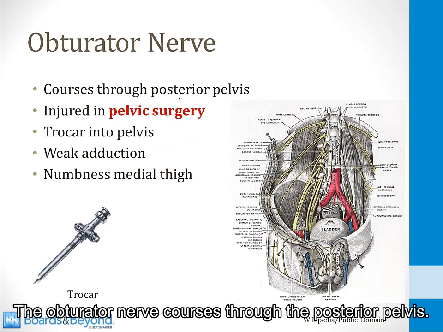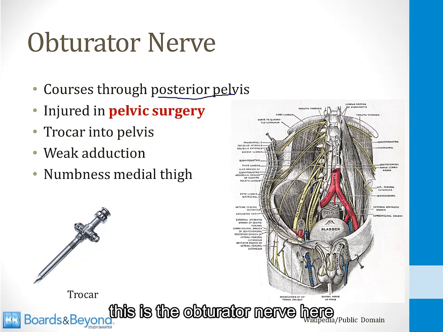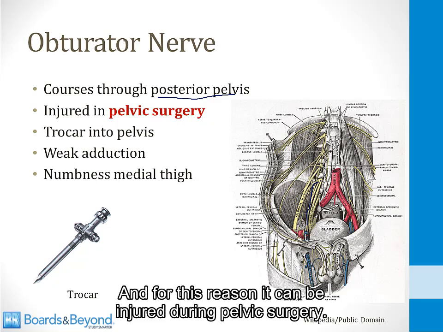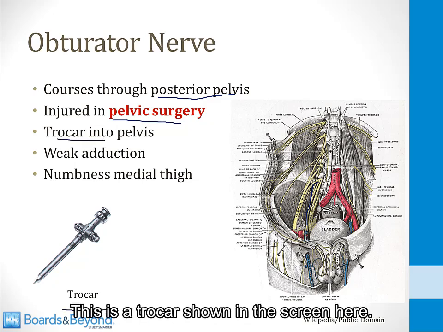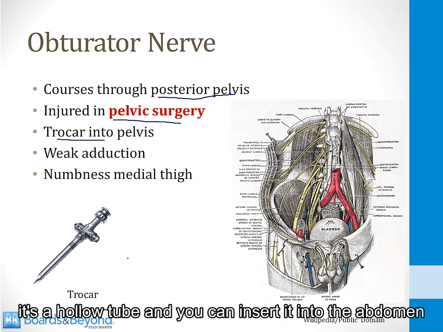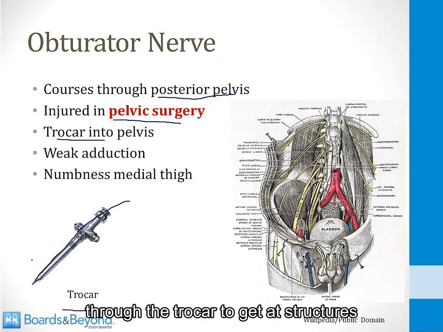The obturator nerve courses through the posterior pelvis. If you look at this drawing on the screen here, this is the obturator nerve here in the back of the pelvis. And for this reason, it can be injured during pelvic surgery. The classic way this happens is through injury from a trocar. This is a trocar shown on the screen here. It's a surgical instrument. It's a hollow tube, and you can insert it into the abdomen, and then you can insert other instruments through the trocar to get at structures in the back of the pelvis.